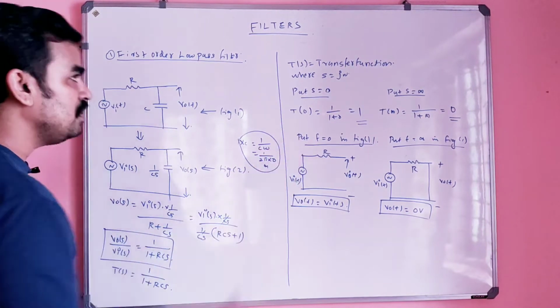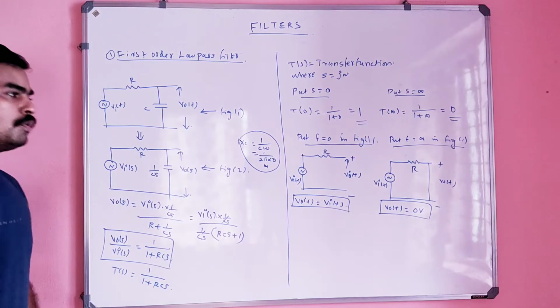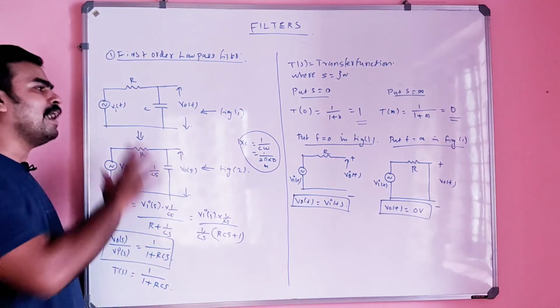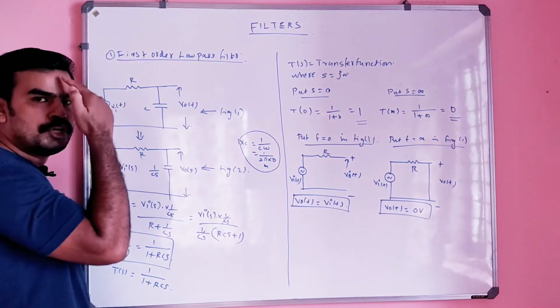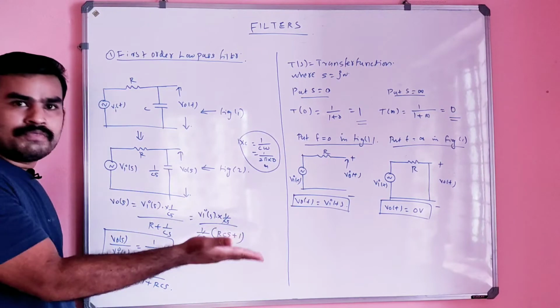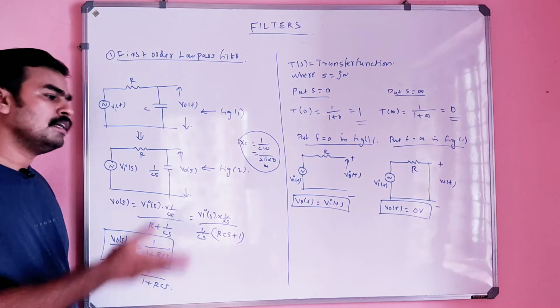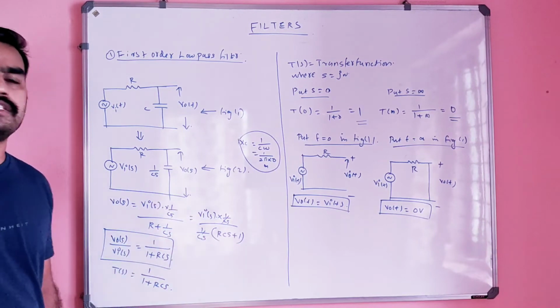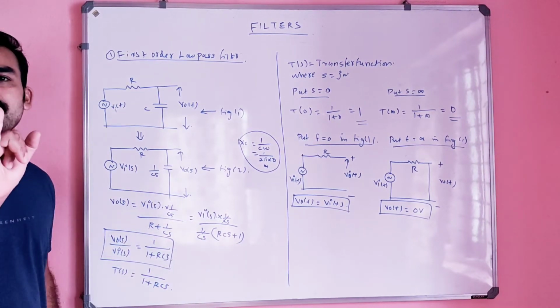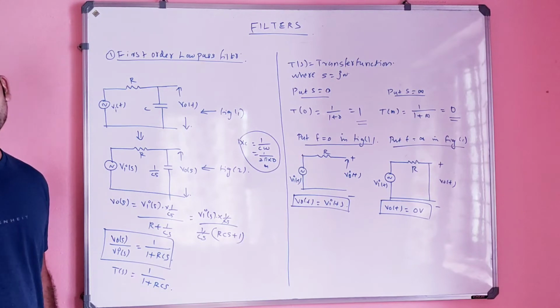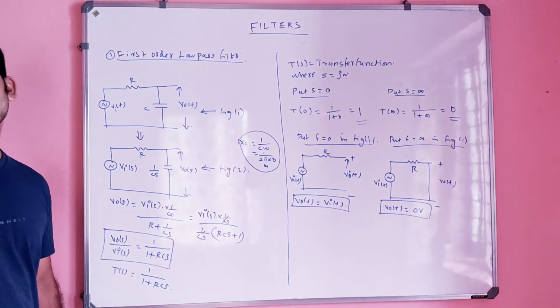So that is the meaning. So you don't need to memorize all this. This figure you don't need to memorize. In the question paper, if they give it and ask whether that is a low pass filter or high pass filter, simply you put f equal to 0 first, then f equal to infinity. You will definitely get the answer.